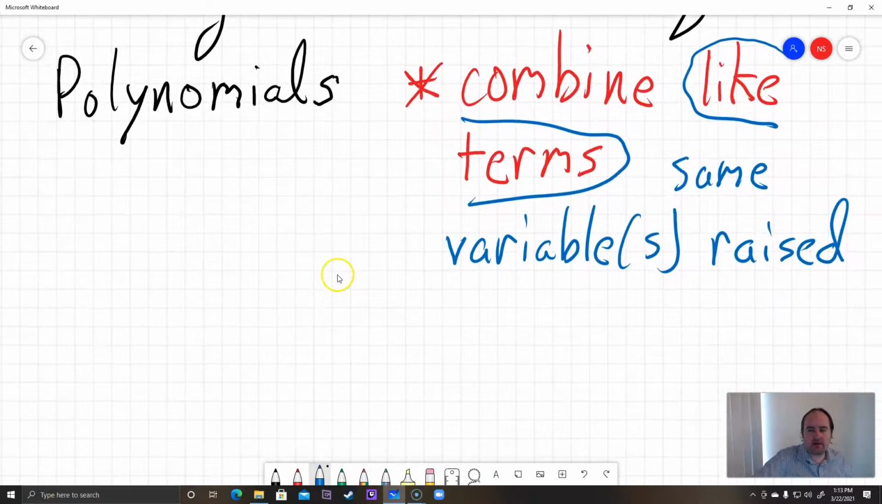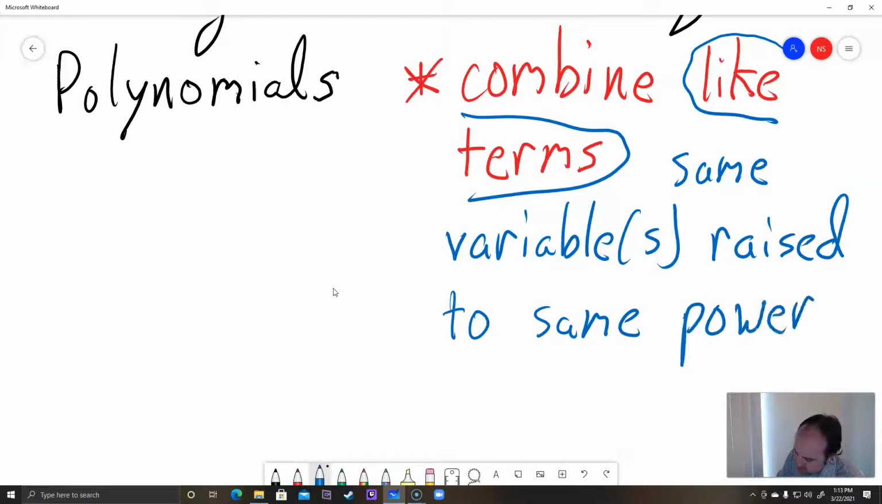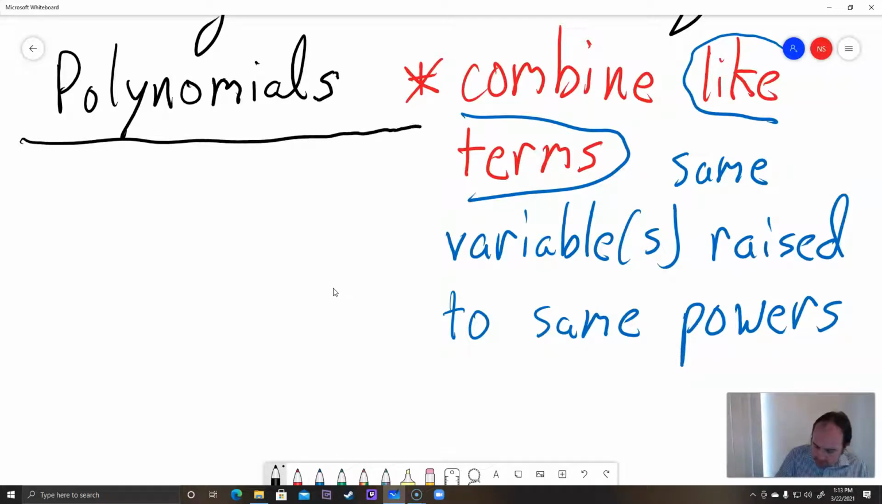So combining like terms means you have the same variables raised to the same powers. And as long as they're exactly the same, then you're just going to add or subtract the coefficients, so the numbers in front of the variables. But an example is going to be helpful here, so let's do an example.